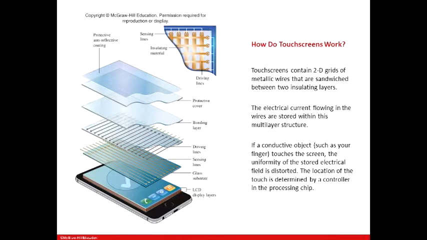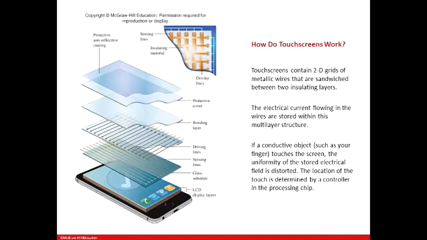If a conductive object, such as your finger, which conducts, touches the screen, the uniformity of the stored electric field is distorted. So it's like an interference, like the field's there, it's happy, and you touch it and you interfere with it, but that's what's read. And some really smart people figure out algorithms of math and figure out how to tell you that that's a 2 or 4 or 5 or what have you. The location of touch is determined by a controller in the processing chip. So you have this touchscreen, and it touches, and it causes interactions of the electronic components within there. It distorts the field, and that's read as a signal.